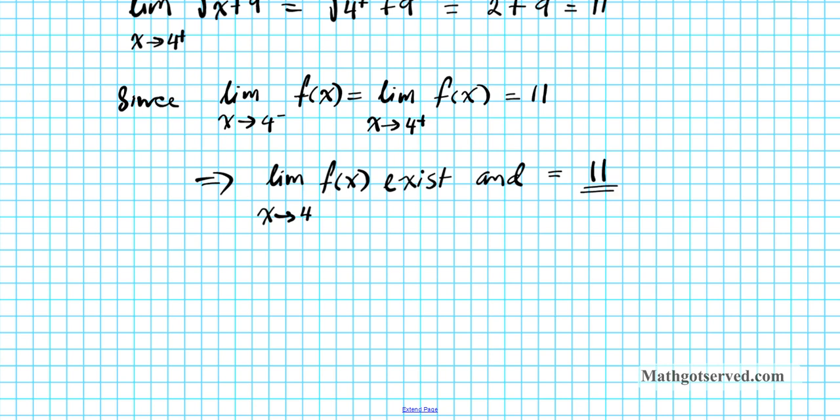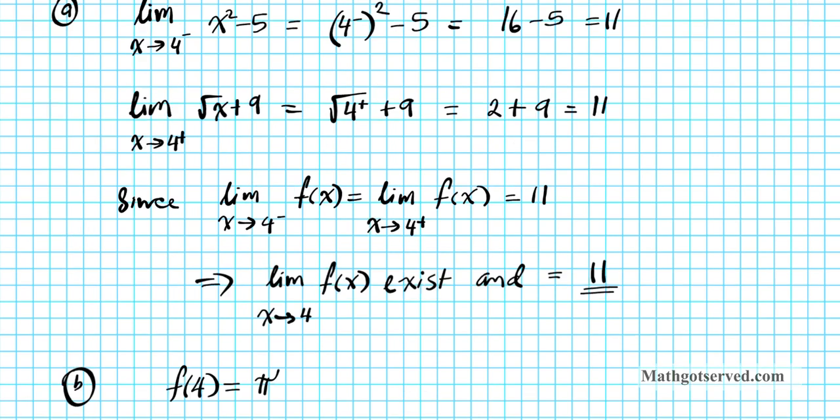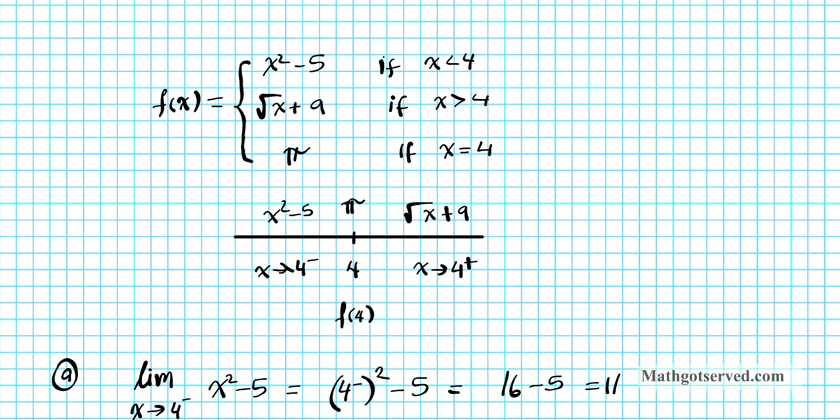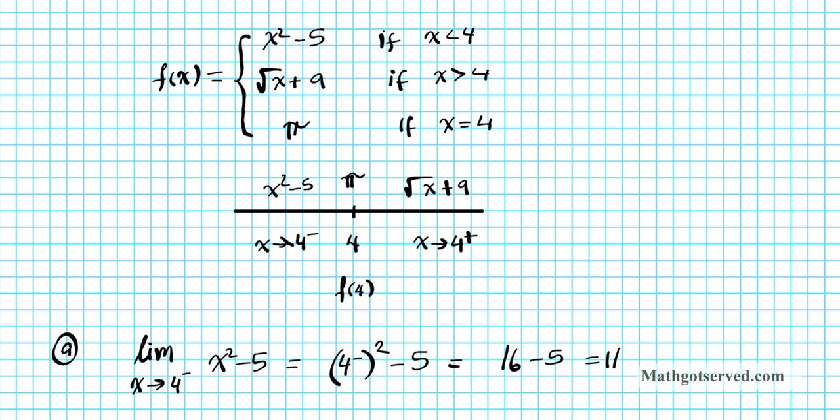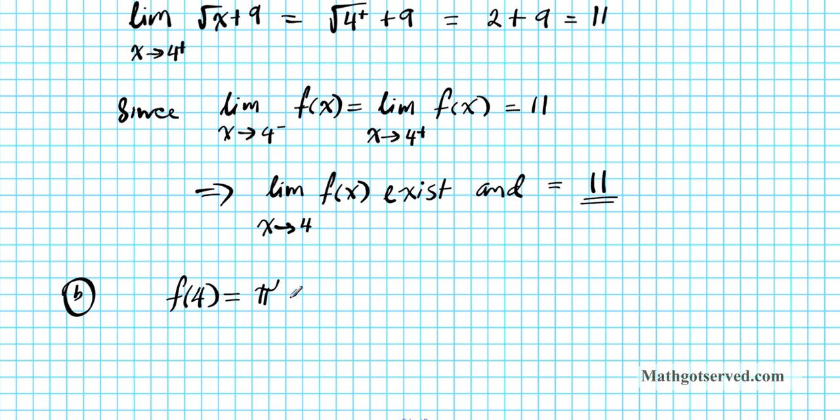Okay? So this B part is continuity. Is the function continuous at 4? f of 4 is equal to pi. Okay, based on this piecewise defined function we have up here, f of 4 is pi, so that actually is not equal to the limit. Okay, it's not equal to the limit as x approaches 4 from both sides.